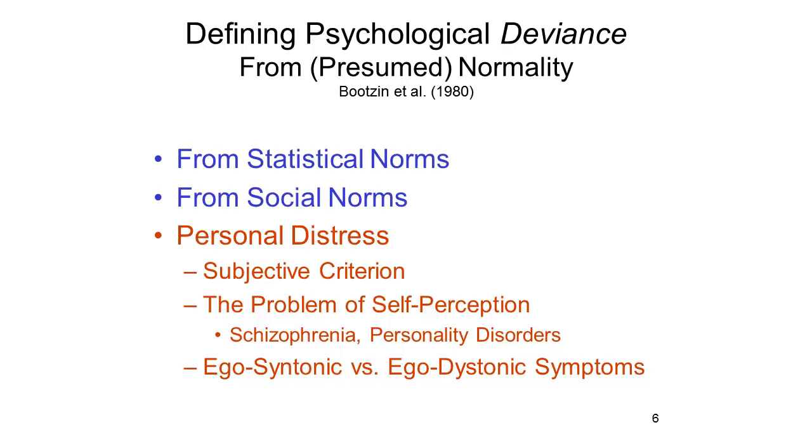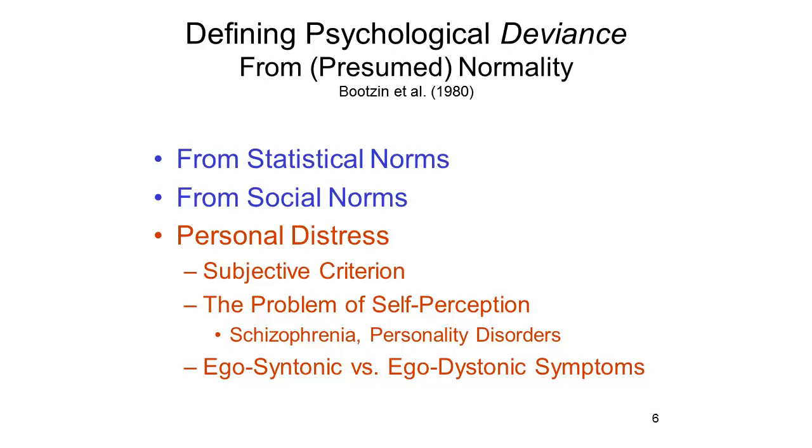In the first place, people's self-perceptions are not always accurate. Some people believe they're ill when they're not. But more important in the present context, some mentally ill people do not appreciate that they're mentally ill and resist diagnosis and treatment. This is a particular problem in schizophrenia and in a category of mental illness known as the personality disorders. In general, we can distinguish between two kinds of symptoms of mental illness: ego-syntonic and ego-dystonic.